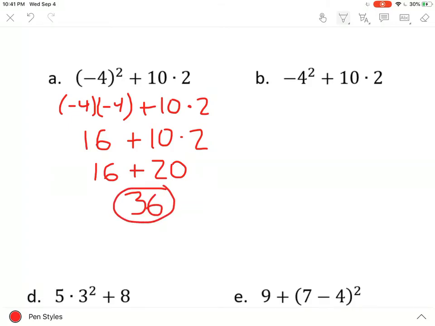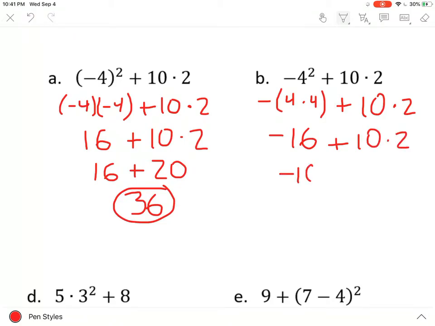Now, how is the letter B going to be different? Well, what's getting squared is different. So we're going to have a negative on the outside and then a 4 times a 4 on the inside. So that changes the whole process. That changes what the whole outcome is going to be. Because instead of a positive 16, we're going to have a negative 16. And of course, the 10 times 2 sticks around just like it did before.